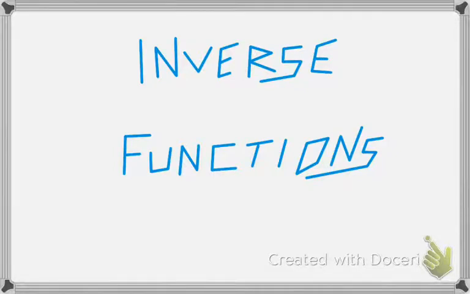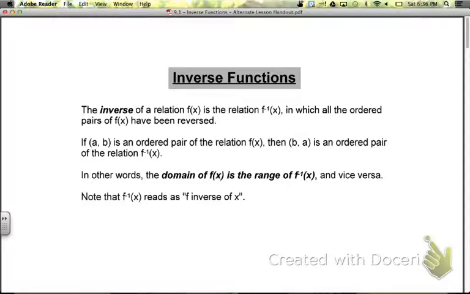Today we'll be discussing inverse functions. To begin, the inverse of a relation f at x is the relation f inverse of x, in which all the ordered pairs of f at x have been reversed. So, if (a, b) is an ordered pair in the relation f at x, then (b, a) is an ordered pair in the relation f inverse of x.